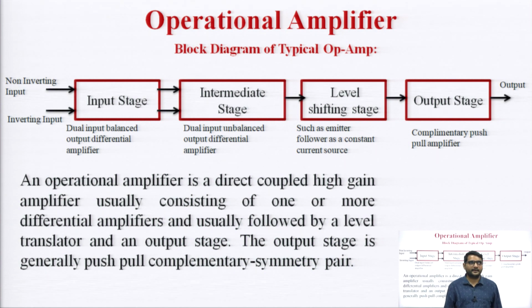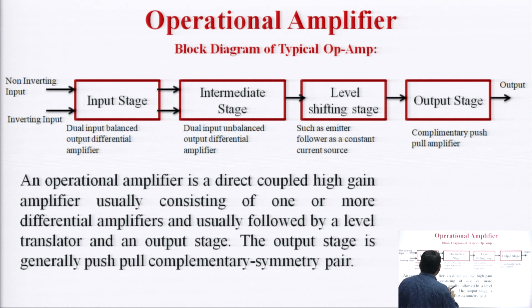Now next, the internal structure of an operational amplifier consists of one or more differential amplifiers which provide the gain, followed by a level translator, or we can say level shifting, and an output stage. And the output stage is basically a push pull complementary symmetry pair of PNP and NPN transistors. Okay. So we see here a typical internal block diagram of an operational amplifier. It starts with the two inputs, non-inverting and inverting input.